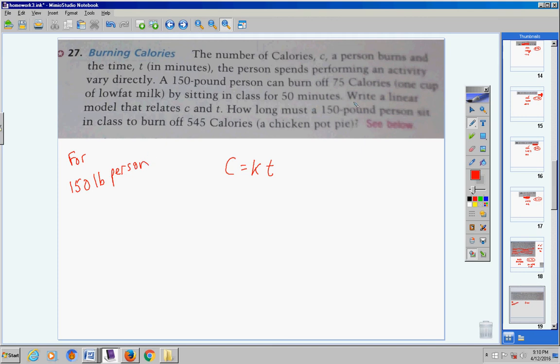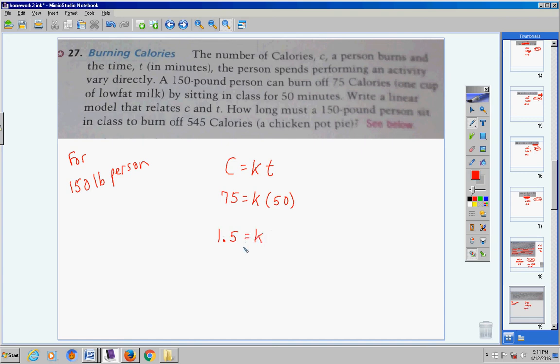Alright, now here we go. So, write a linear model that relates C and T. So here's C and T. Let's write a linear model that relates them, okay? Are you ready? Here we go. It says linear model, but we can write a direct variation model because direct variation is linear. Plus they tell us we have direct variation up here. So, a 150-pound person burns off 75 calories. I've got to solve for K, guys, okay? By sitting in class for 50 minutes, so just by sitting you burn calories. Now divide both sides by 50 and you will get 1.5.